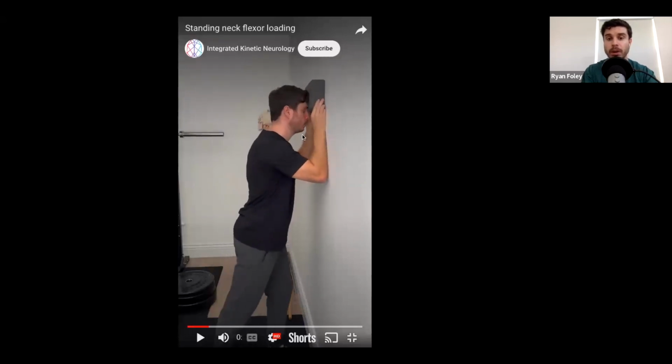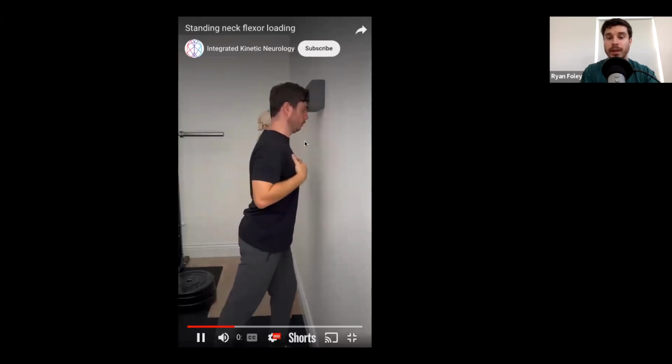So we'll usually use a block up against the wall here. And again, what we'll do is we'll encourage the client to get that extension through the thoracic spine, flex the head as if we're nodding in a yes motion, and then build that pressure through the forehead into the block on the wall here. But you can see how now we're getting more of a concentration of flexion at the cervical spine, because the thoracic spine is in more extension.